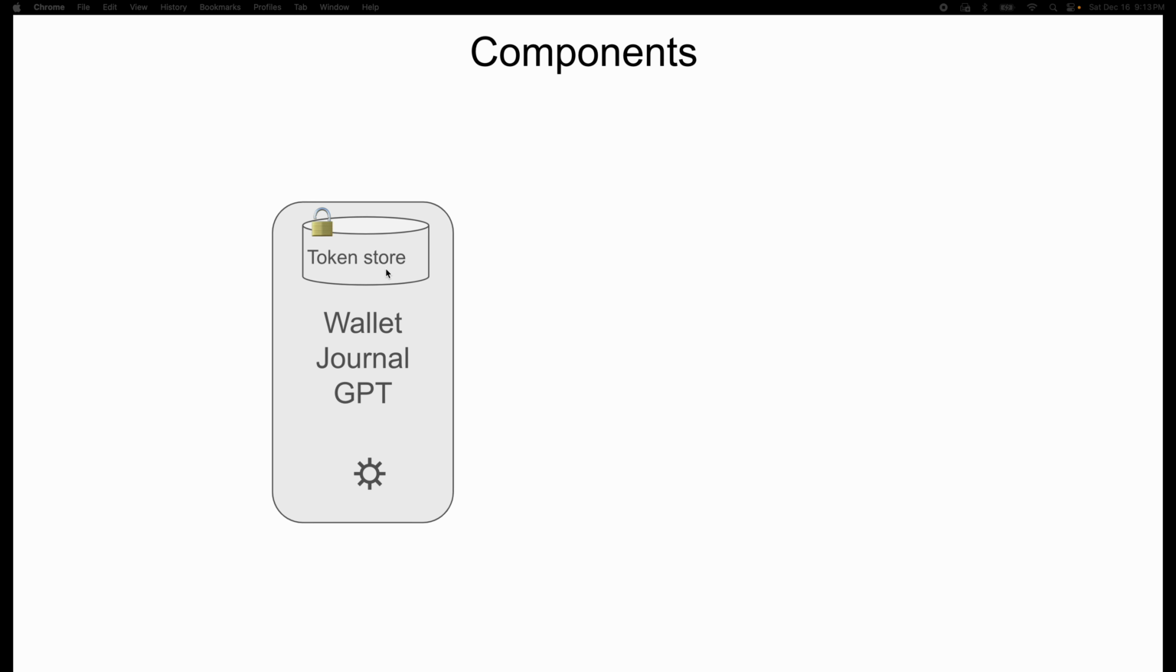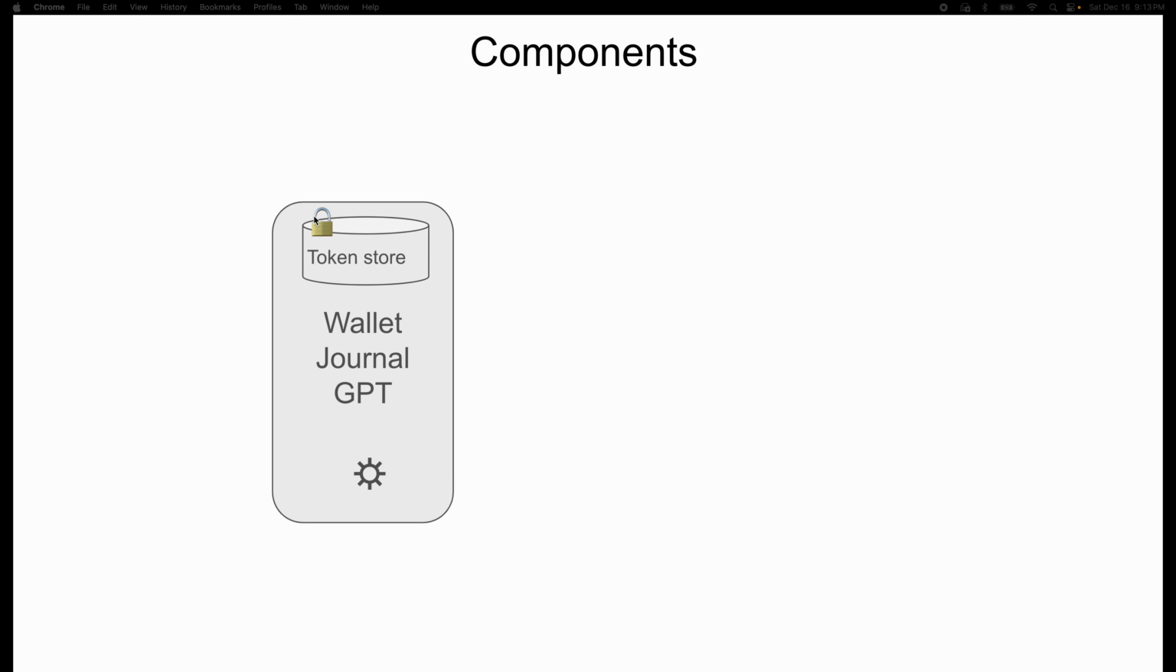First is the Wallet Journal GPT. This is the GPT that lives on OpenAI but is configured by you, the developer. One of the things that the configuration contains is the actions or APIs that you would like the GPT to know of. The second thing is that the GPT also has an encrypted token store, which contains the OAuth 2 access token and refresh token. And as per the documentation, all these tokens will be saved by OpenAI in a secure fashion and encrypted at rest.